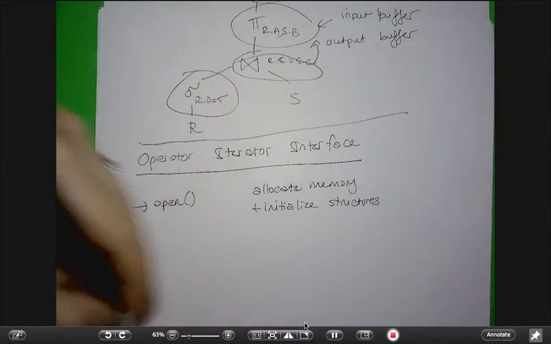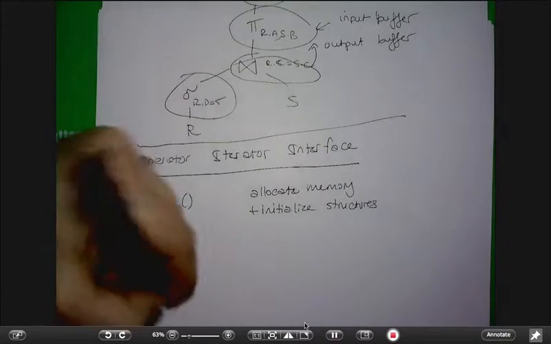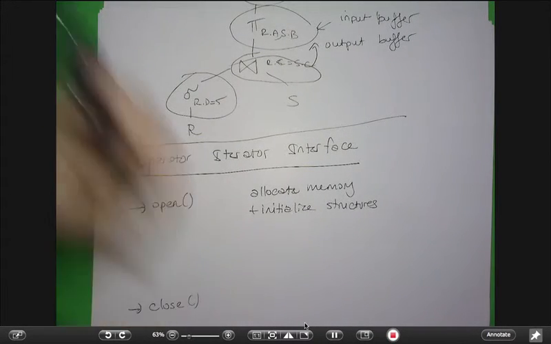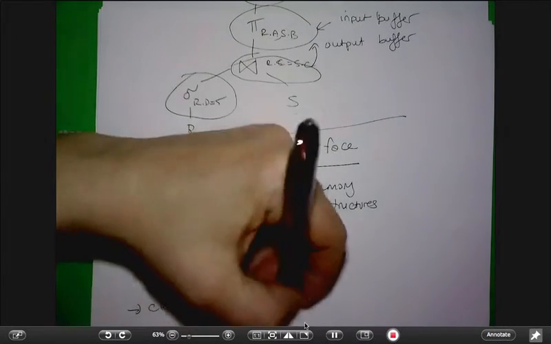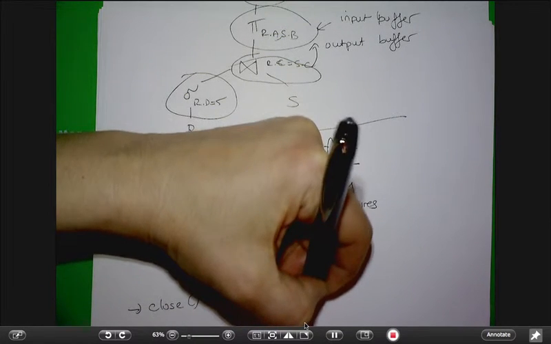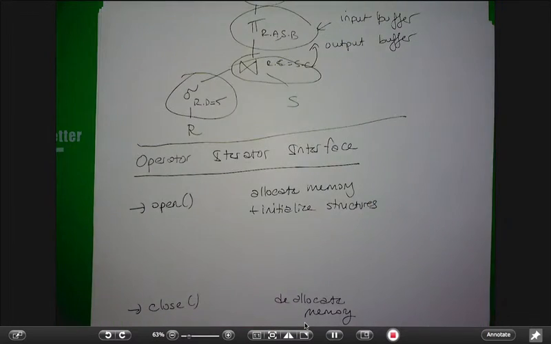The opposite of this is close, which, whenever your operation is finished, will do the reverse. It will deallocate memory and get rid of all structures. So if you were to execute this complex query tree, you have to run open on all of these operators, and you have to chain the input buffer of one to the output buffer of the other.